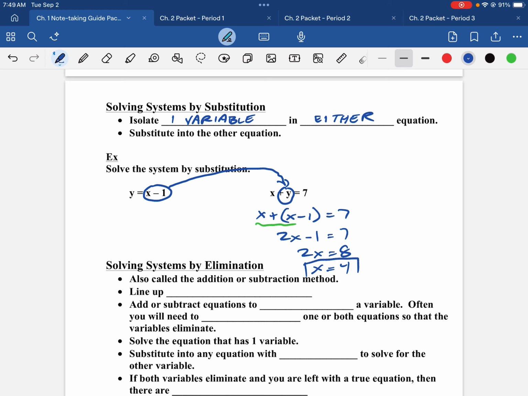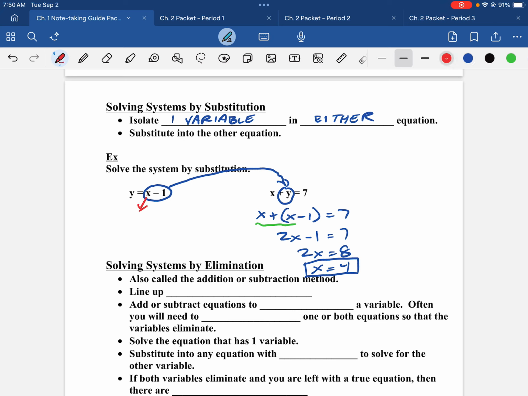Now it's tempting to just feel like we're finished there because we got x, but we're looking for an xy pair, right? We'd be looking for where these two lines intersect if we graph them. So once you get one of the variables, you go back to one of the original equations. It doesn't matter which one.